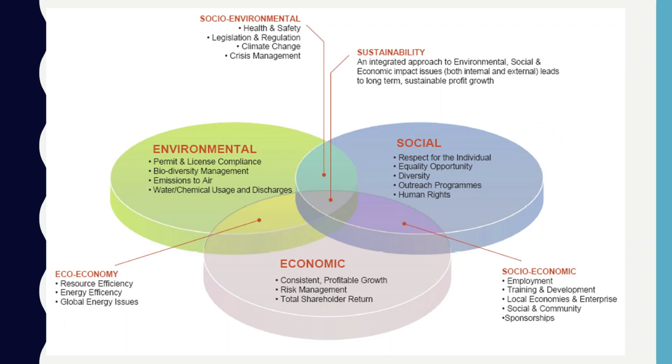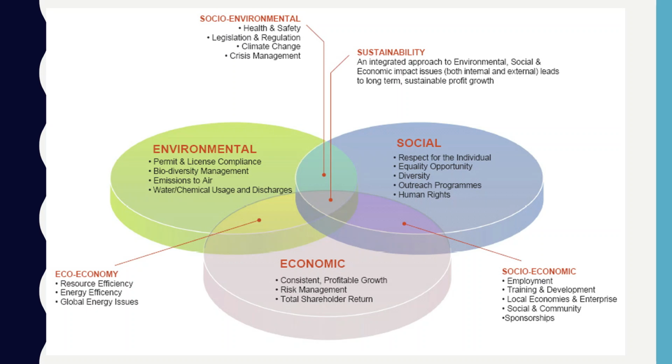I'm showing you this one here because I do not want you to do the three circles. What this one has is some very specific what is included in each part. And so that's what I want you to tell me. When you make your conceptual model of how you conceptualize sustainability, I want to know what goes in what parts. So this is a very specific one. But for economic: consistent and profitable growth, risk management, total shareholder return.